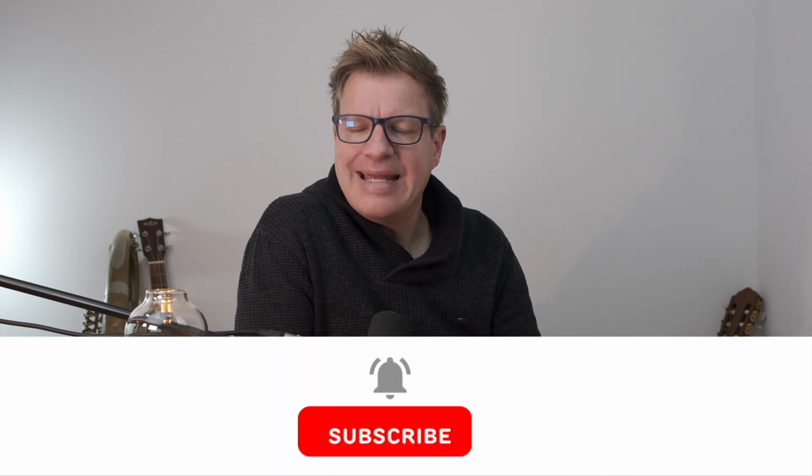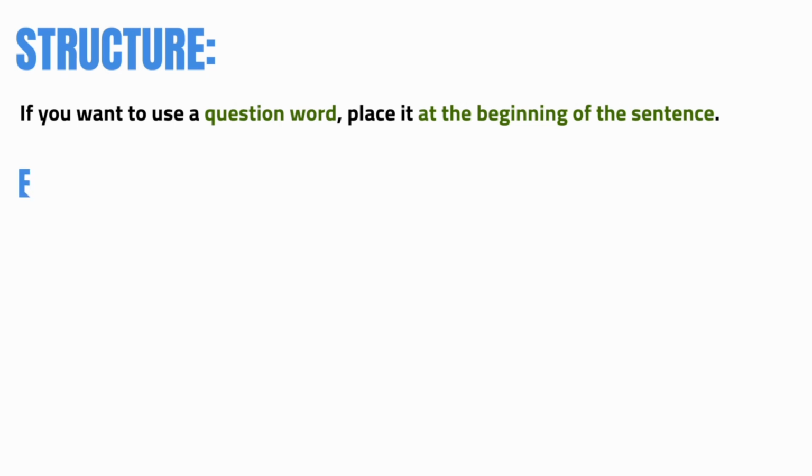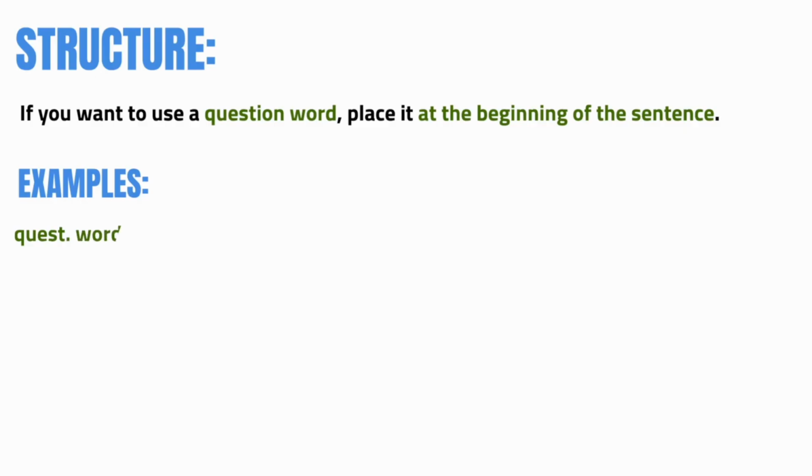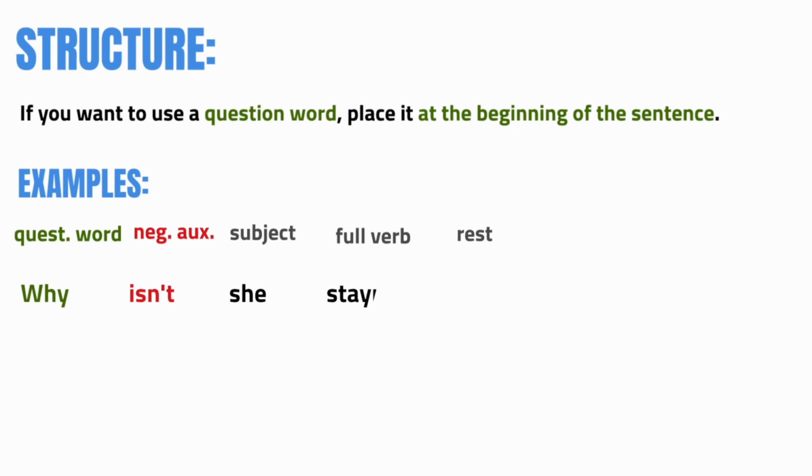So there is very often a negative auxiliary. Maybe a modal verb, can't, wouldn't, or a form of to be, isn't, aren't, or didn't, or don't, or in the present perfect tense, hasn't, haven't, and so on. Another structure: if you want to use a question word, it's not very hard to tell where it's placed. Place it at the beginning of the sentence. The structure is the same, except that there is a question word at the beginning. Question word, negative auxiliary, subject, full verb, rest.